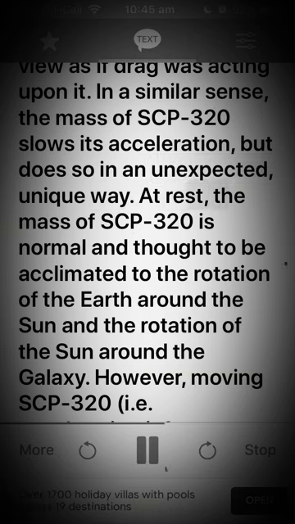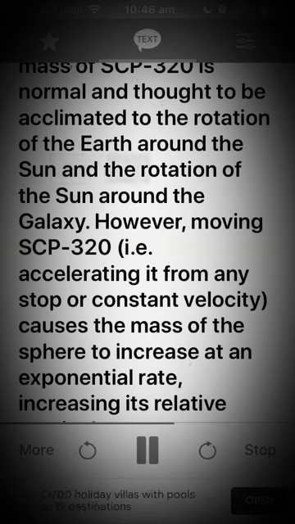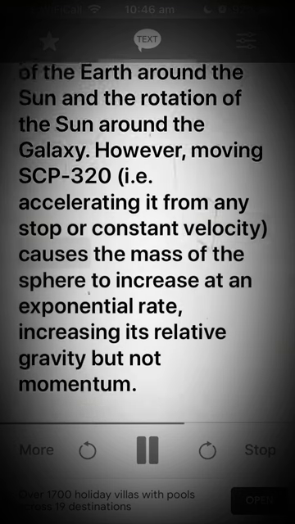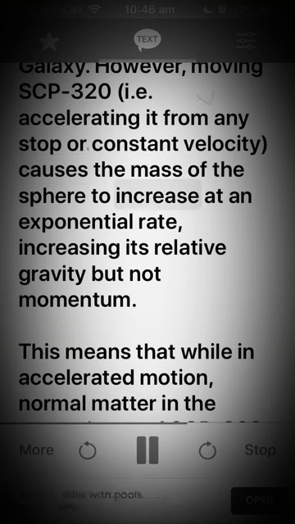At rest, the mass of SCP-320 is normal and thought to be acclimated to the rotation of the Earth around the Sun and the rotation of the Sun around the galaxy. However, moving SCP-320, that is, accelerating it from any stop or constant velocity, causes the mass of the sphere to increase at an exponential rate, increasing its relative gravity but not momentum.